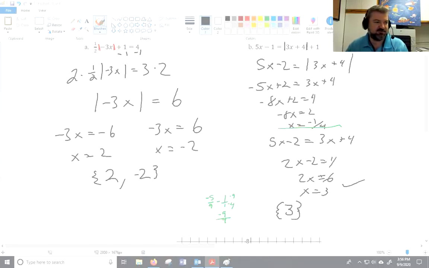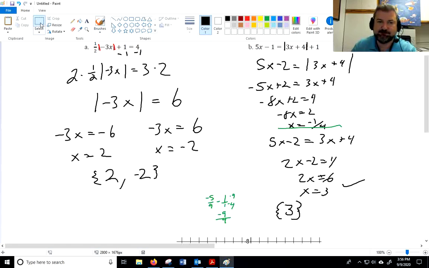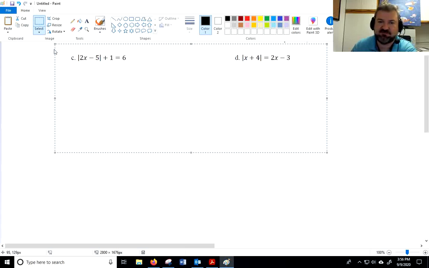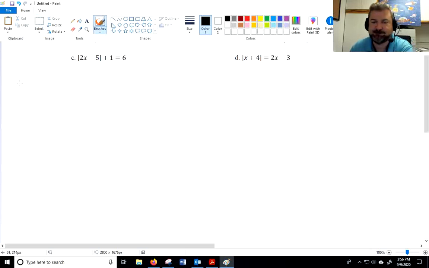Okay, if you haven't already, please work C and D. If you have worked them already, let's discuss them, make sure we got the right answer. Okay, I'm going to subtract 1 from each side. Remember, we're trying to get the absolute value bars alone. And I'll set this equal to both a positive and a negative 5.